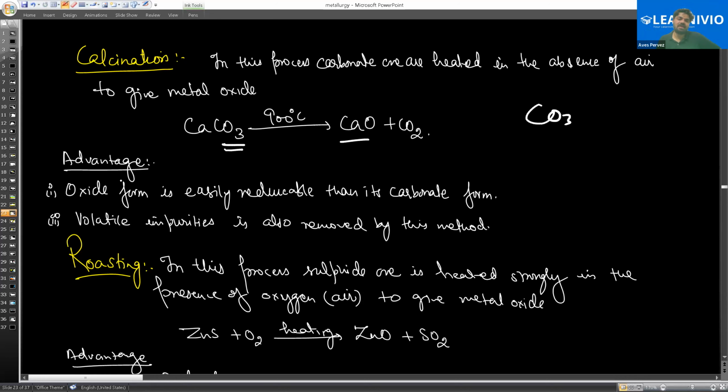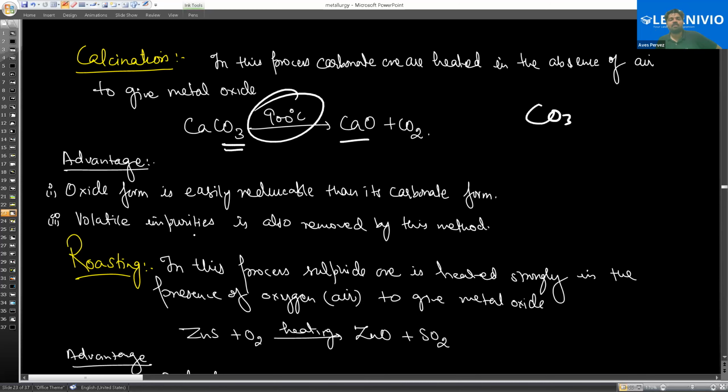What are the advantages? The oxide form is more easily reducible than the carbonate form. And if some impurities are volatile, which can melt at low temperature, because here we heat at about 900 degrees, with melting points of 200, 300, 400 degrees Celsius, then they can be easily removed and separated. So volatile impurities are also removed by this method.